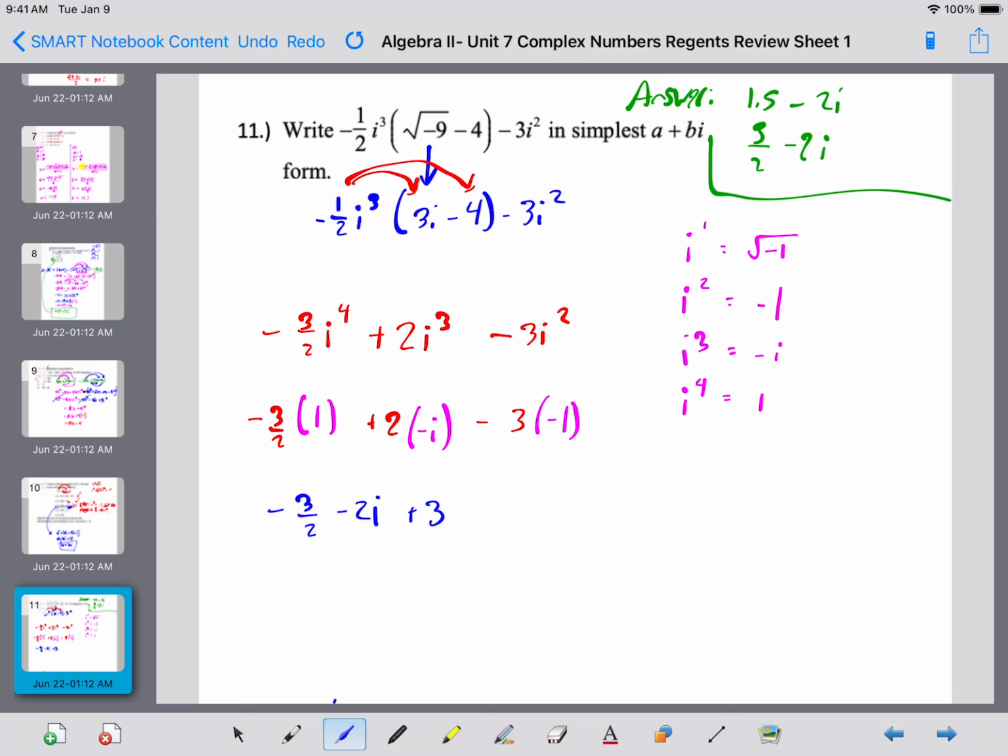So then lastly, we're doing negative 3/2 plus 3. You can put that in your calculator. Negative 3/2 plus 3. Convert to fraction, you get 3/2. So 3/2 minus 2i. Underline that like terms. So that's your answer. Isn't that what your calculator got?